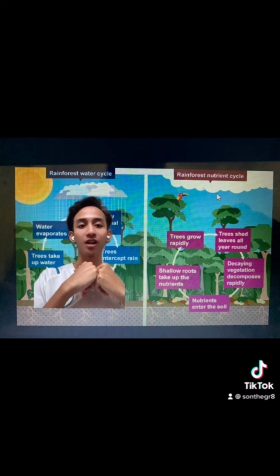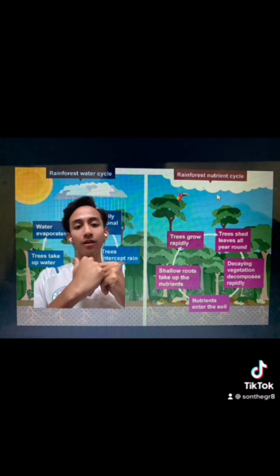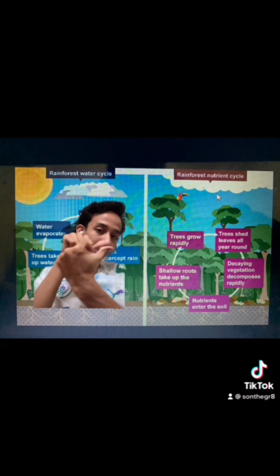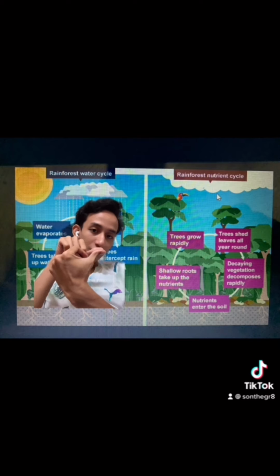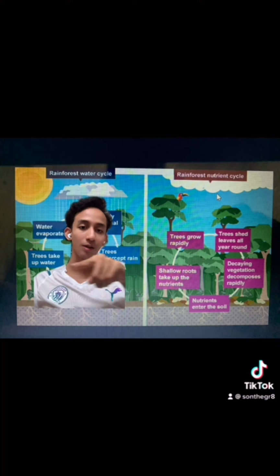However, as these nutrients are in high demand from the rainforest's many growing plants, they do not remain in the soil for so long and stay close to the surface of the soil. If vegetation is removed, the soils quickly become infertile and vulnerable to erosion. If the rainforest is cleared for agriculture, it will not make very good farmland as the soil will not be rich in nutrients. So as you guys can see in this rainforest nutrient cycle, this is how the cycle works.